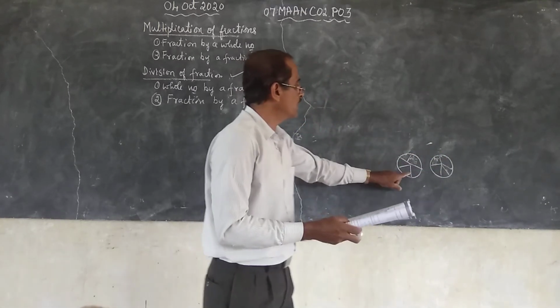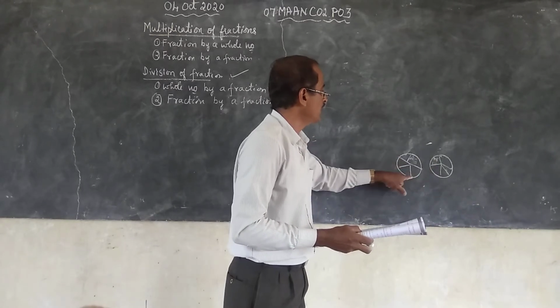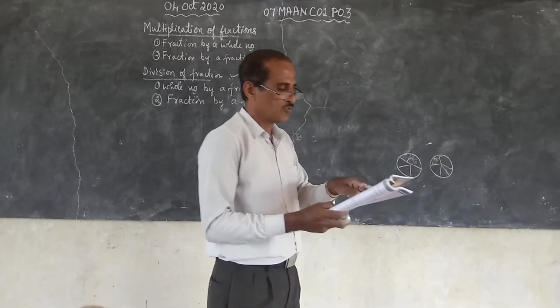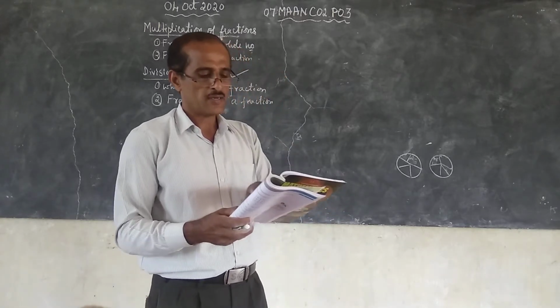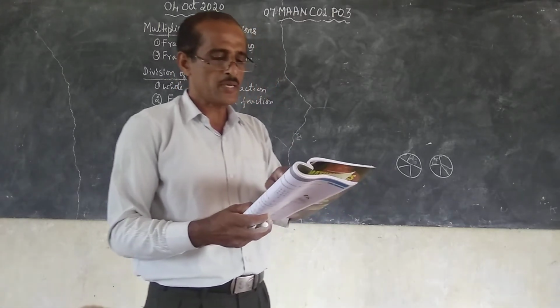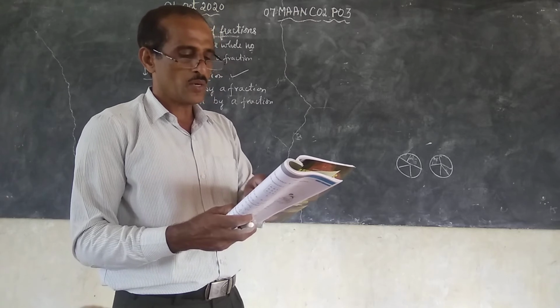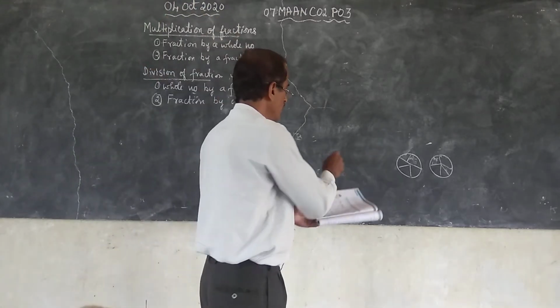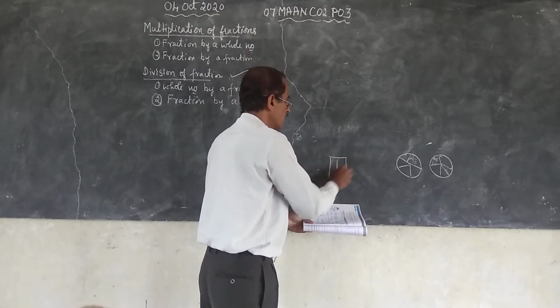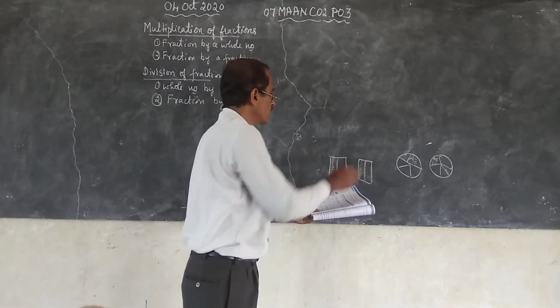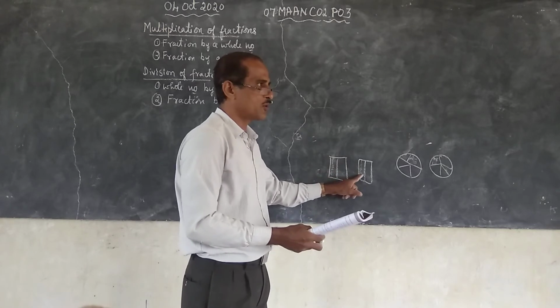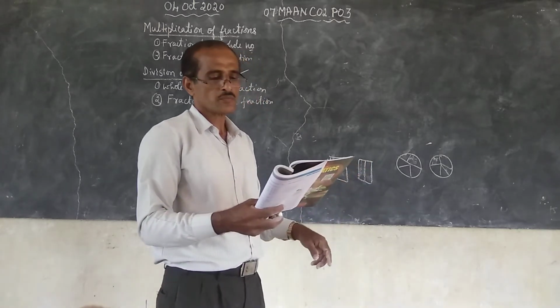See, 2 into 1 by 5, here 1 by 5, so 2 into 1 by 5. So the answer for question number 1 is D. Next, 2 into 1 by 2. See, 1 by 2. It is B. Look at B. Here 1 by 2, here 1 by 2, total 2 into 1 by 2.